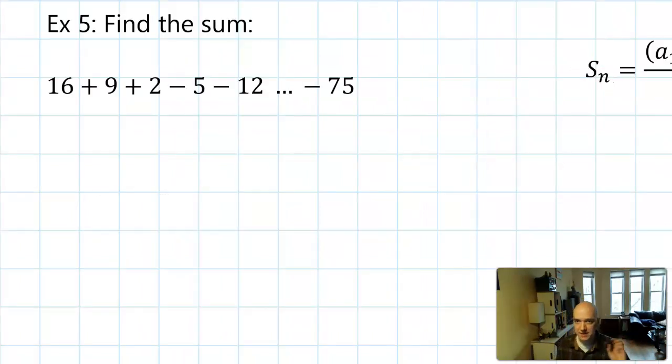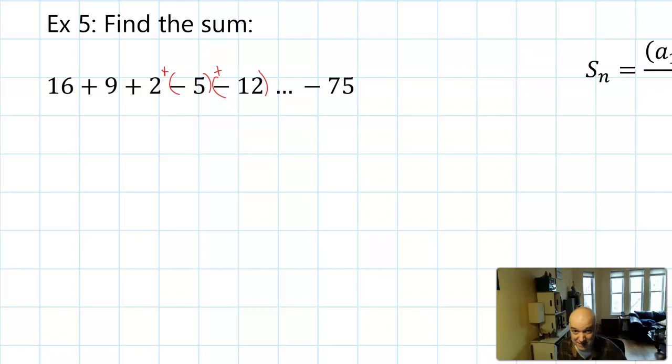All right, so this is going to be an example where we find the sum, but we have to find out some more information about the sequence first. I'm asked to find the sum of 16 plus 9 plus 2 minus 5 minus 12 ... minus 75. This is a little weird at first because it's plus 9 plus 2 and switches to minus. But we can think about this as really plus -5 plus -12, etc. So this really is an arithmetic sequence or a series. We're adding up a bunch of terms, even if some of them are positive and some are negative.